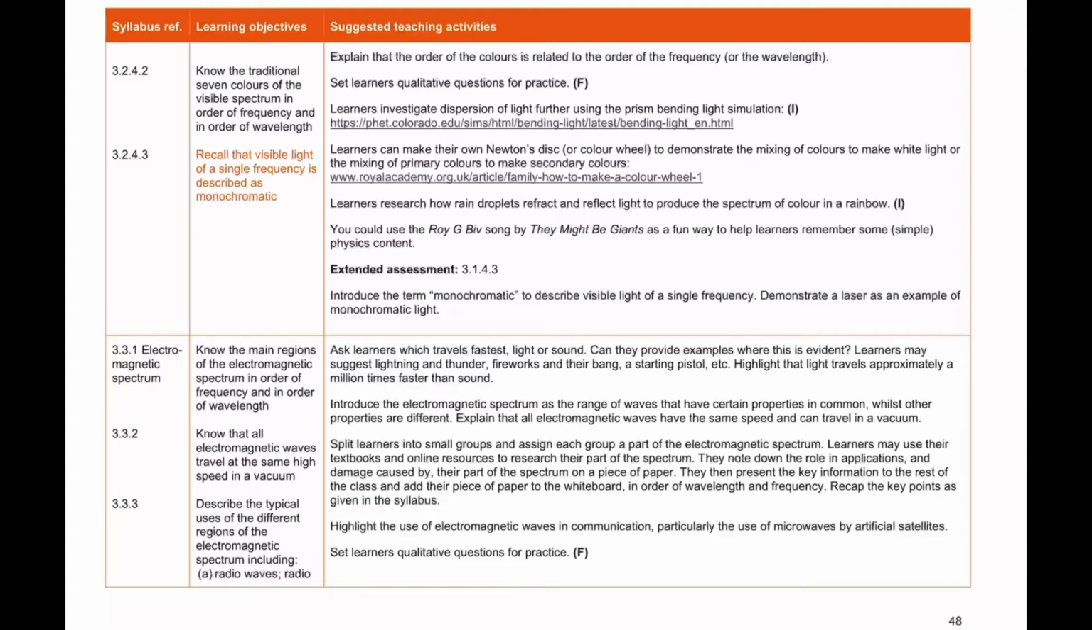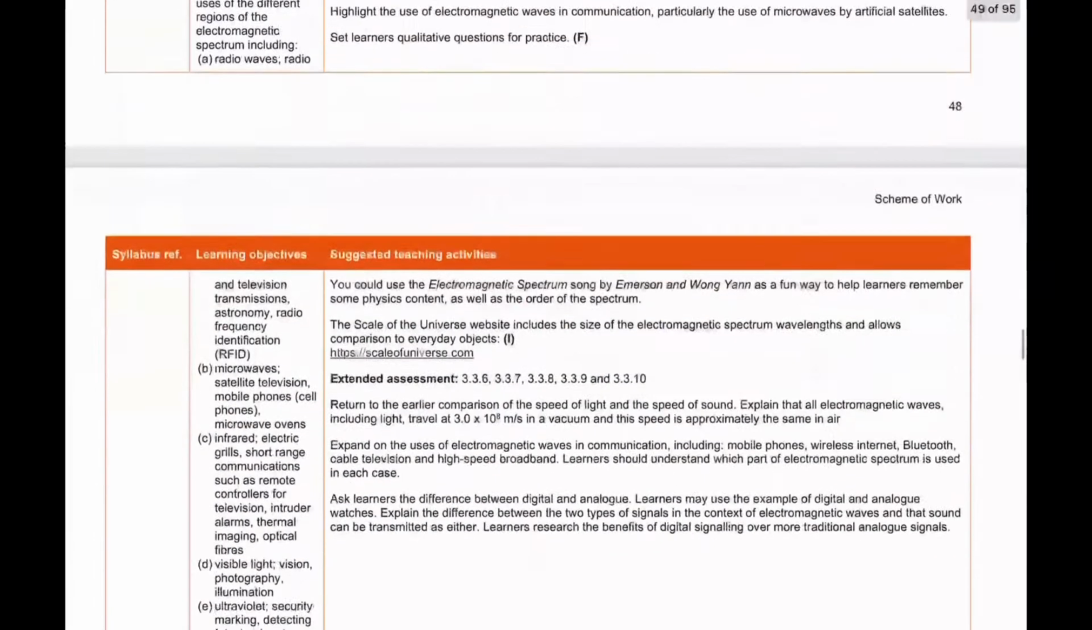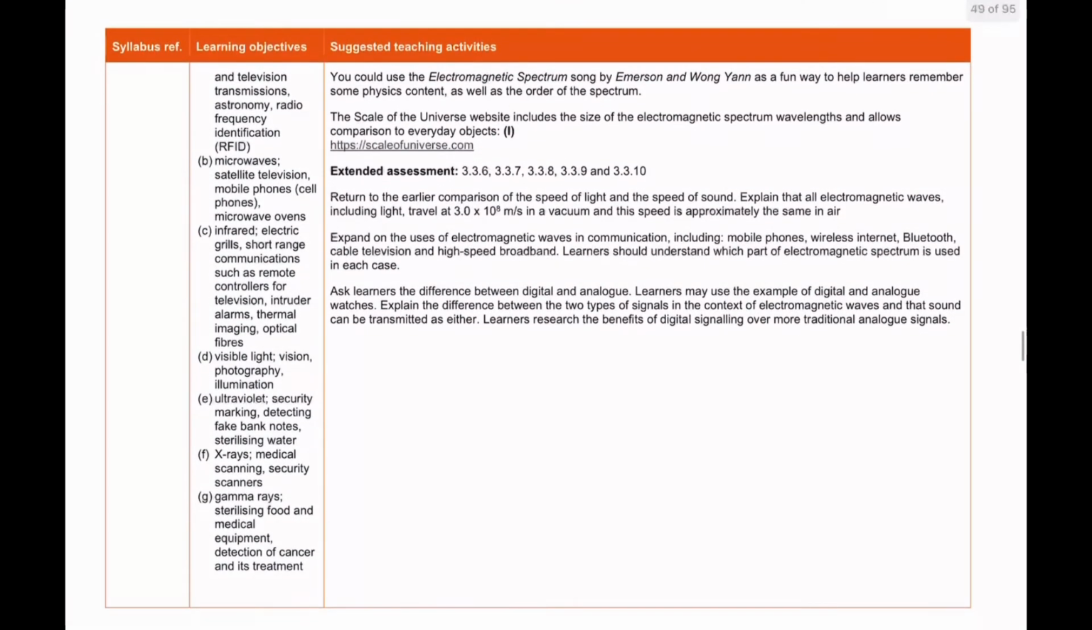Describe the typical uses of different regions of the electromagnetic spectrum, including: A. Radio waves: radio and television telecommunications, astronomy, radio frequency identification, RFID. Microwaves: satellite television, mobile phones, cell phones, microwave ovens. Infrared: electric grills, short-range communications such as remote controllers for televisions, intruder alarms, thermal imaging, optical fibers.